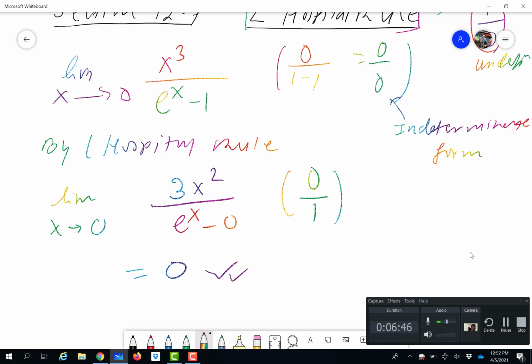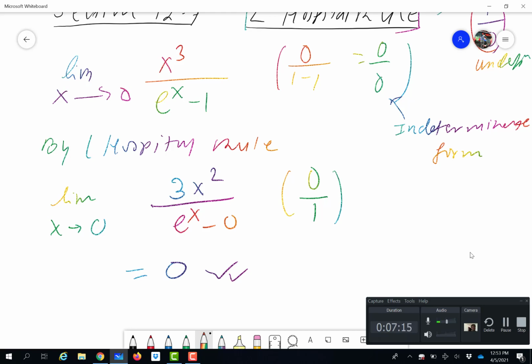Here we don't have any other idea like factoring or something like that. In such a case, if you get 0 over 0, which is one type of indeterminate form, at that time you can use that L'Hopital rule. For example, if you got another 0 on the bottom here also, again you repeat the L'Hopital rule. You take the derivative of the top again and the derivative of the bottom.